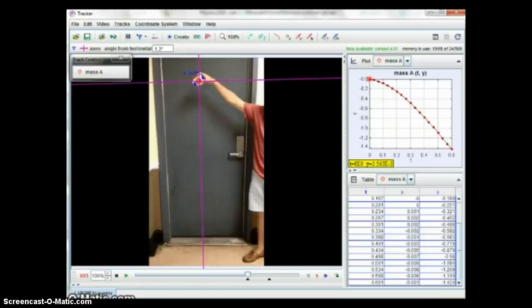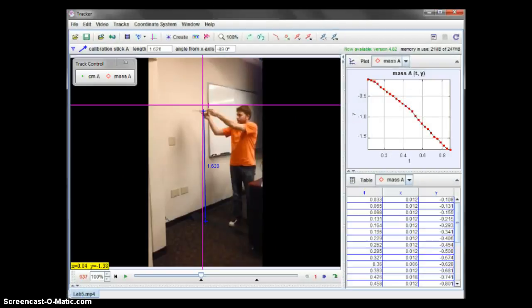For the center of the ball, representing the center of mass, Tracker followed it and recorded the data as it fell to the ground. And the curved graph to the right displays the object's motion, which is accelerating as it moves towards the ground. And the second was the video of the laminate sheet following Tracker. The calibration stick for this one is set at 1.626 meters, and here you can see it falling to the ground.